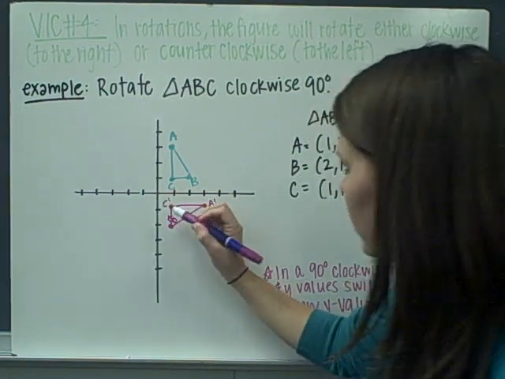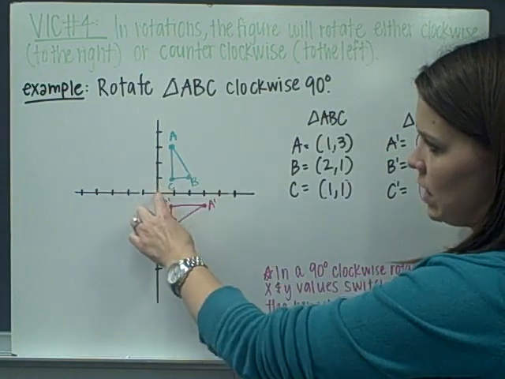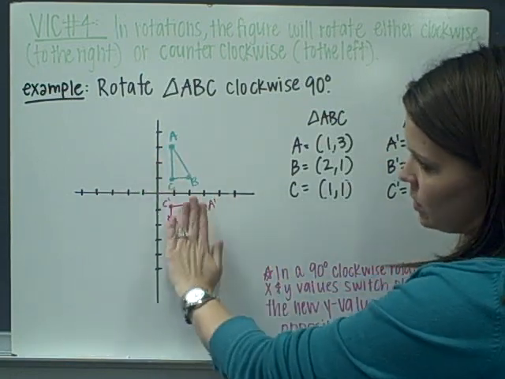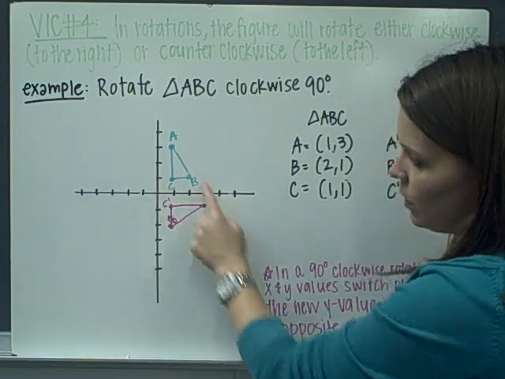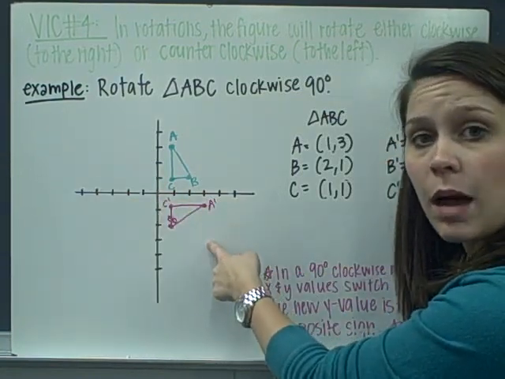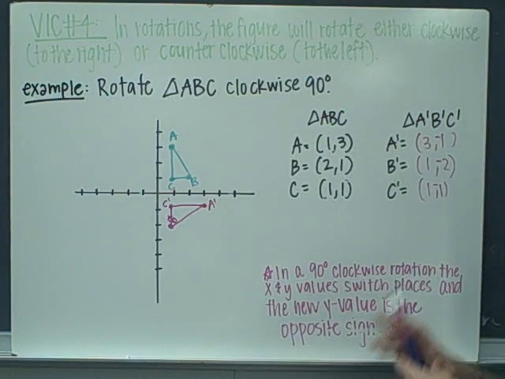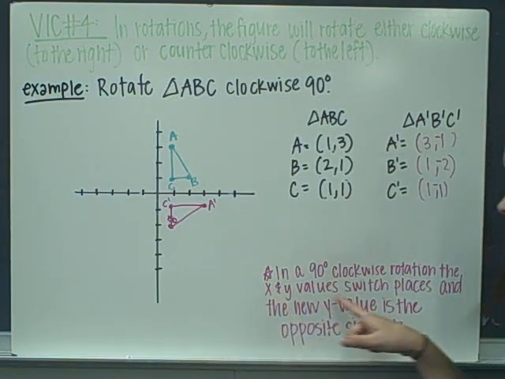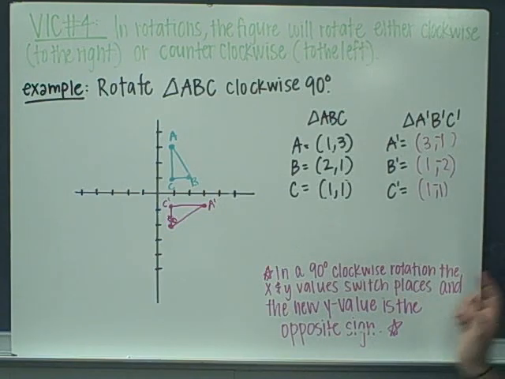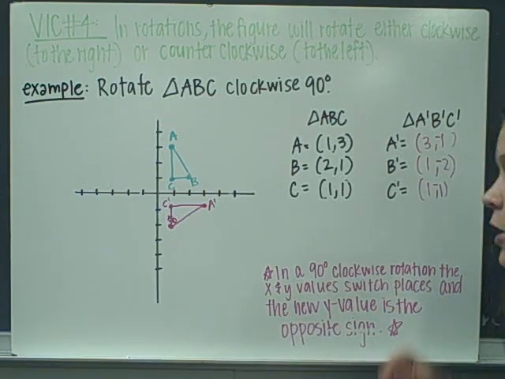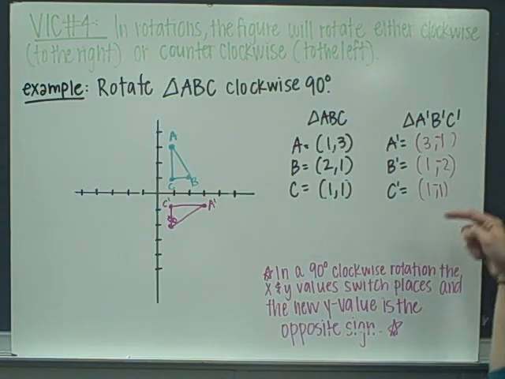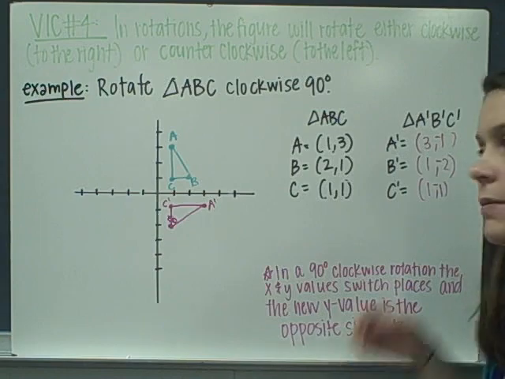And what you will notice is this was rotated around our origin so that they flip-flopped, and it's continuing to rotate, but we only wanted 90 degrees, so we stop here. But the big thing, in a 90 degrees clockwise rotation, the x and y values switch places, and the new y value is the opposite sign of what you have. So we switched the places and gave all of these negatives because they were originally positives.